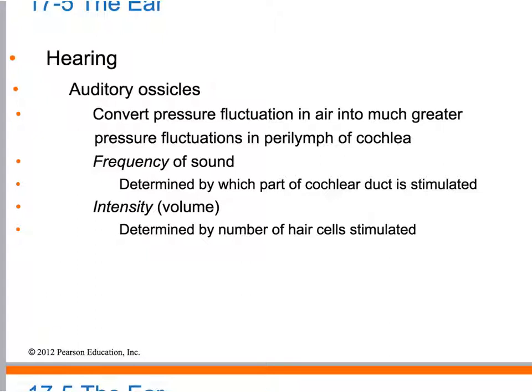Hearing is very important to us just as sight, or vision, is. The auditory ossicles convert pressure fluctuations in the ear into much greater pressure fluctuations in the perilymph of the cochlea. There's something called the frequency of sound. That's determined by which part of the cochlear duct is stimulated. There's also something called the intensity of sound. That's called volume, and that's determined by the number of hair cells that are stimulated. Know frequency of sound and intensity of sound, or volume.